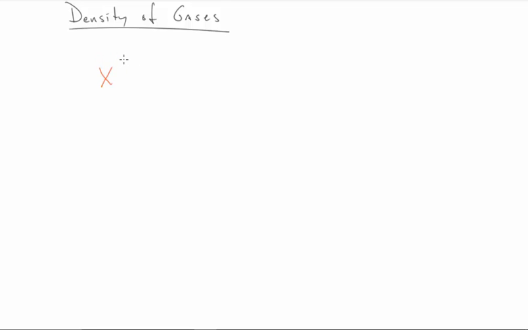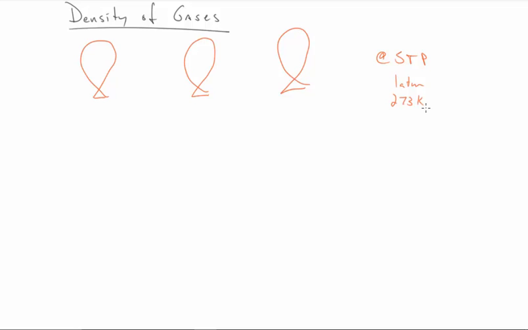And let me make it a little bit bigger than that. I want to write inside of it. All right, so there we go. There's one balloon, there's two balloons, there's three balloons. Now, those balloons are supposed to be the same size. Those balloons are all at standard temperature and pressure conditions, which means 1 atm and 273 degrees Kelvin.